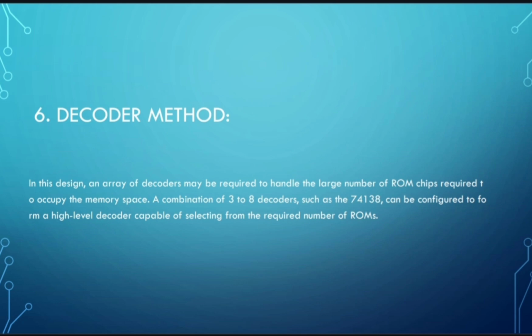Decoder method: in this design an array of decoders may be required to handle the large number of ROM chips needed to cover the memory space. A combination of 3 to 8 decoders such as the 74138 can be configured to form a high-level decoder capable of selecting from the required number of ROMs.